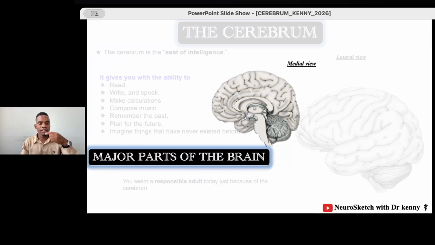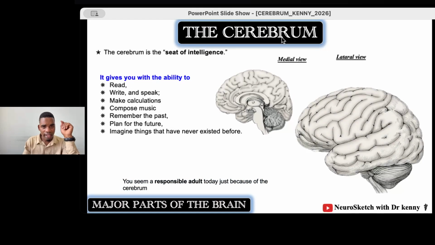Now let's go to our point of discussion today, which is the cerebrum. And the cerebrum is the seat of intelligence. I mean, you see one intelligent person today because of the cerebrum. If you take out the cerebrum, you are not going to be intelligent anyhow. And in fact, when someone tells you to use your brain, they are literally telling you to use your cerebrum, because this is what makes you make sense. You make sense to people just because of the presence of the cerebrum, because this is the one that gives you the ability to read and write, speak, make calculations, compose music, plan for the future, remember the past, and imagine things that have never existed before.